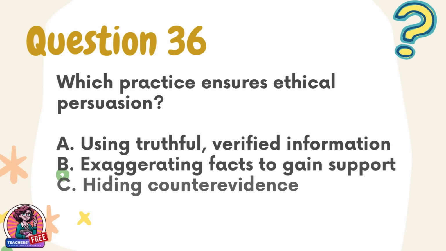Question 36. Which practice ensures ethical persuasion? A. Using truthful, verified information. B. Exaggerating facts to gain support. C. Hiding counter-evidence.